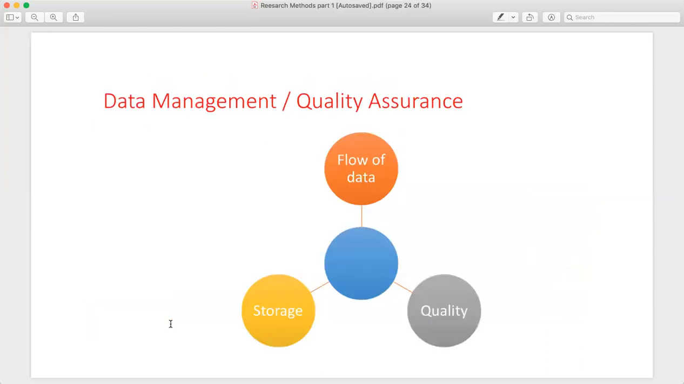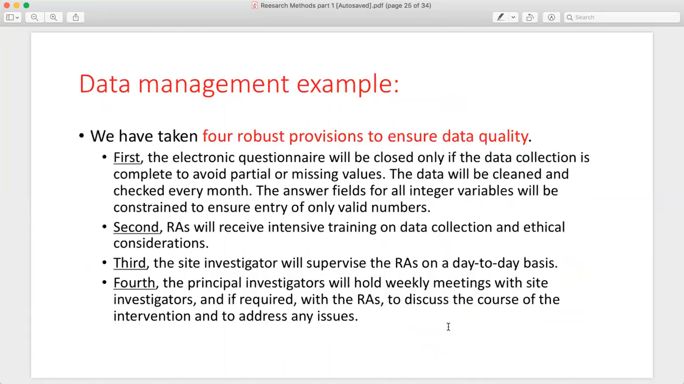For the data management and quality assurance, think about flow of data. For example, you would want to mention if you are collecting the data in electronic data form, then you can say that we will extract it in our Excel sheet and then store it safely in the password protected computer. And then how will we ensure the quality of our data?